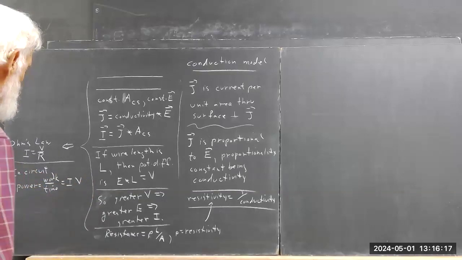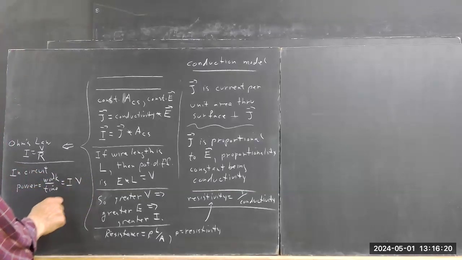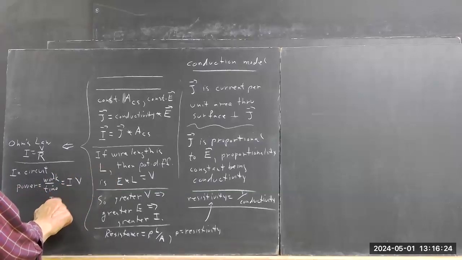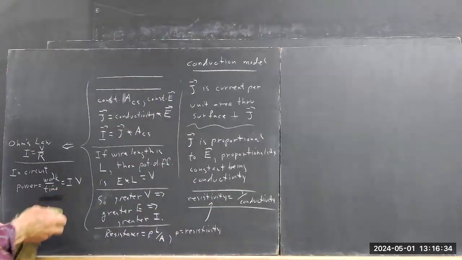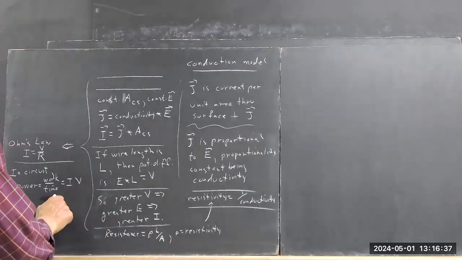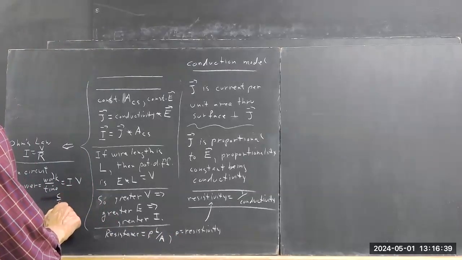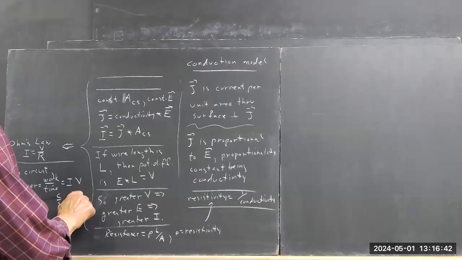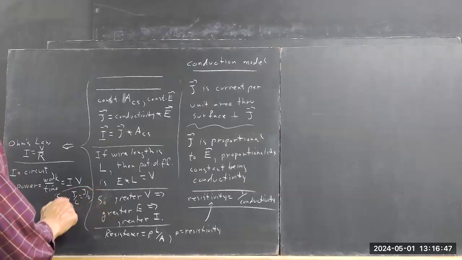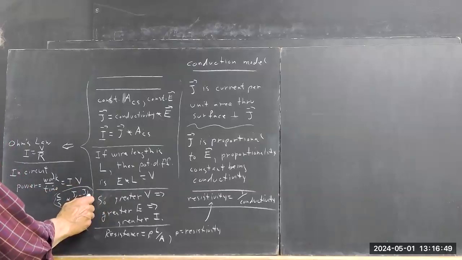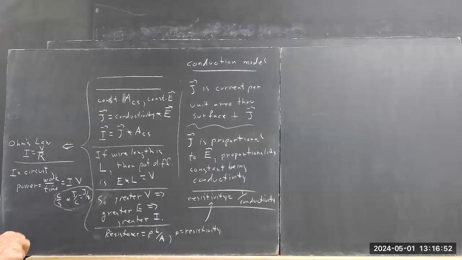power equals work divided by time equals current times voltage. Just to note, current is coulombs per second, times voltage, which is joules per coulomb, which is joules per second. That reasoning helps keep this straight.